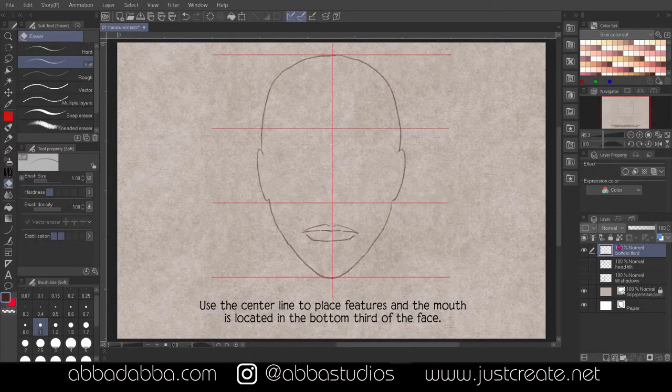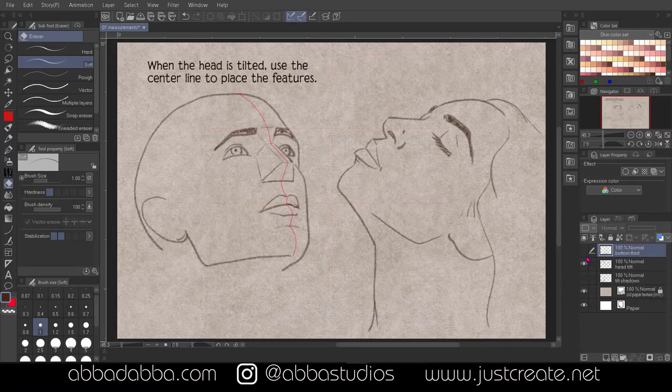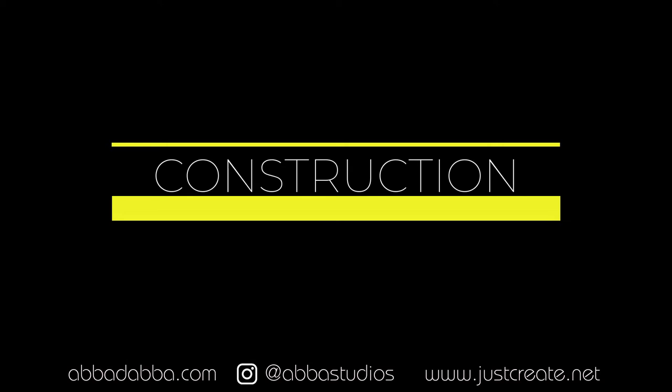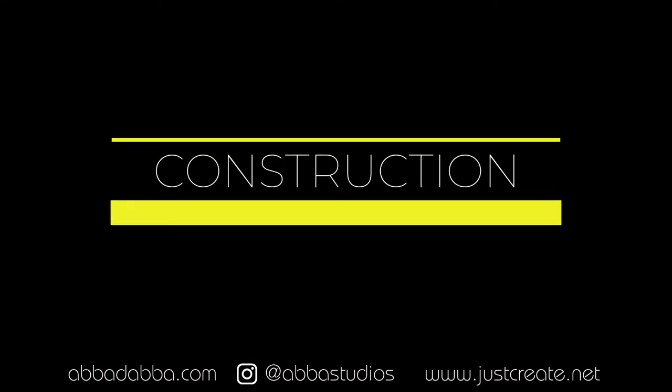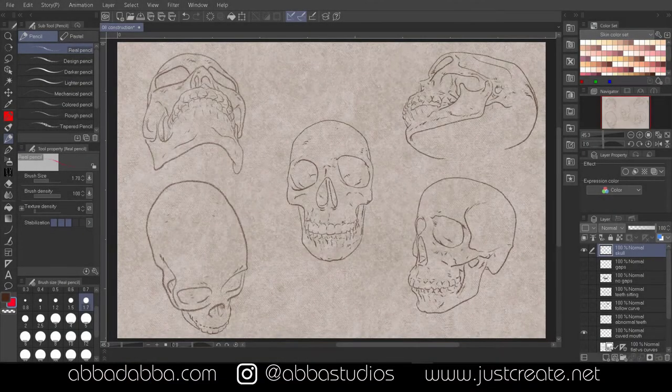Mouth and lips are in the lower third of the face. When the head is tilted, use the center measurement line to help create a 3-dimensional face. Also, emphasize the underplanes so that the angle is unmistakable. Construction. Although the bones will not be visible, we must think about them as the foundation for the head.